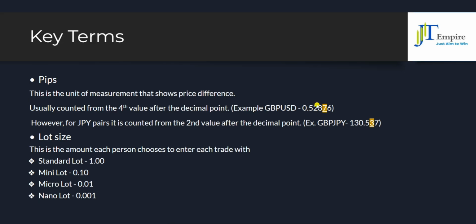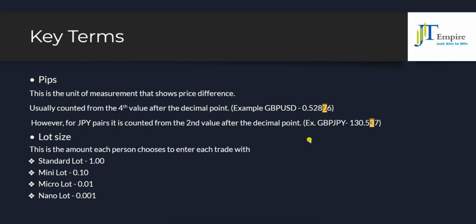For yen pairs, it is counted from the second value after the decimal point. We have GBP JPY right here, and in this case it's just 3. You have 1, 2 after the point, 5 and 3. So we start counting from the 3. The last value for each price is called the pipet. It's just a fraction of the pip. This digit at the end will move faster than every other digit that's available in the price.